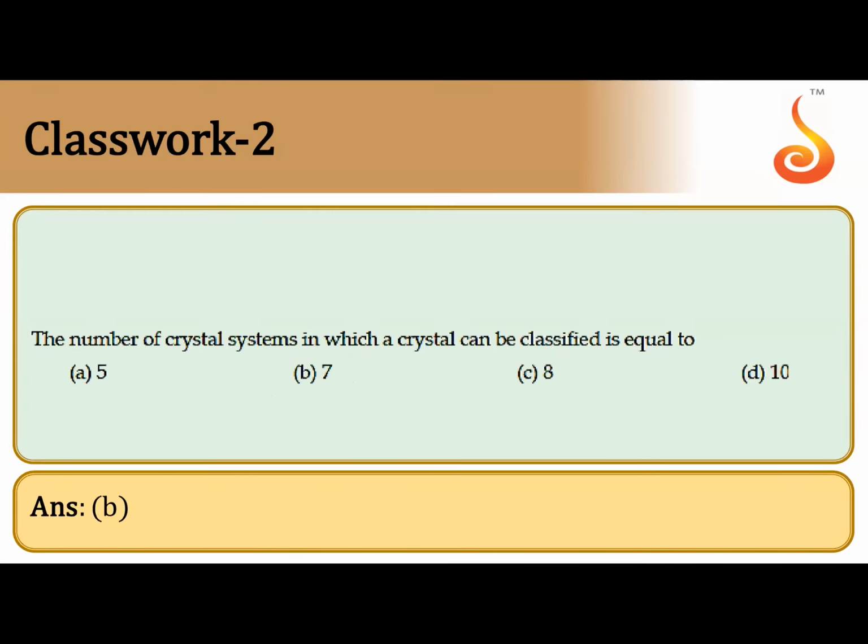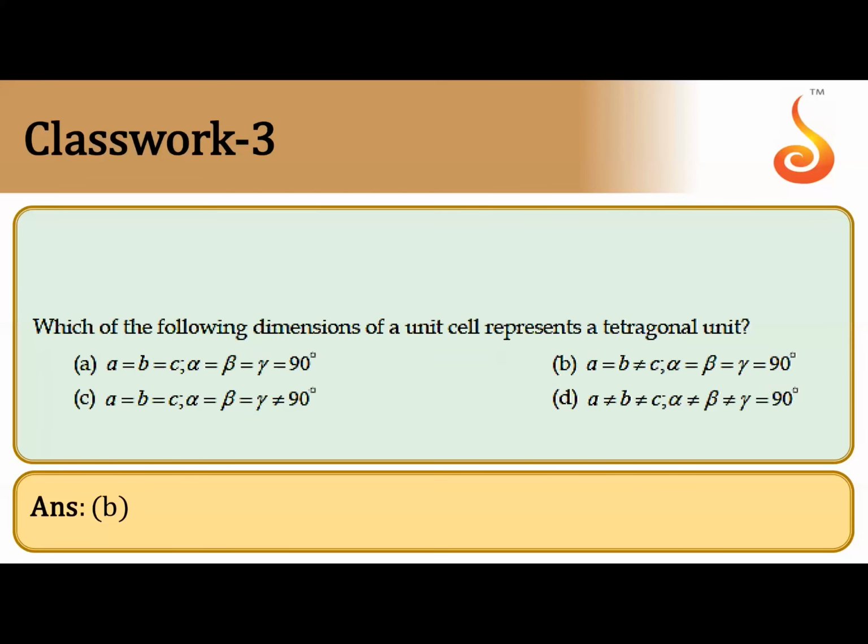Question number 3. Which of the following dimensions represents the unit cell of a tetragonal unit? In a tetragonal unit, a and b are equal, they are not equal to c, and alpha equal to beta equal to gamma equal to 90 degrees. Therefore, option B is correct. This is representing the tetragonal unit cell.